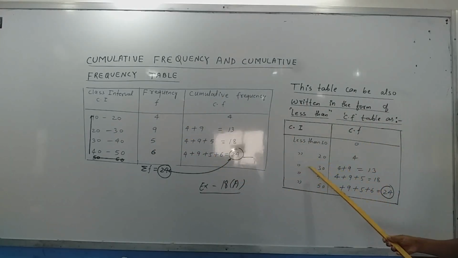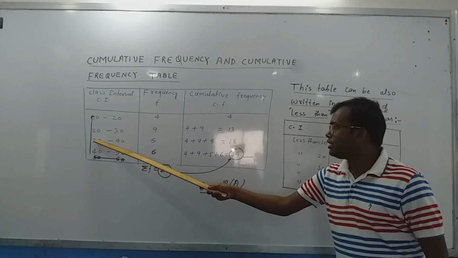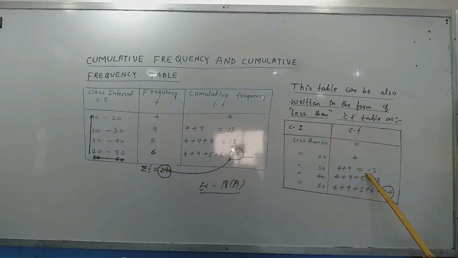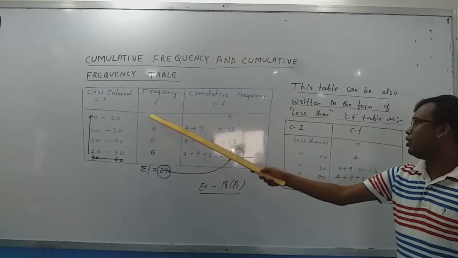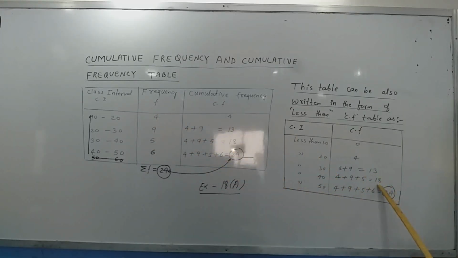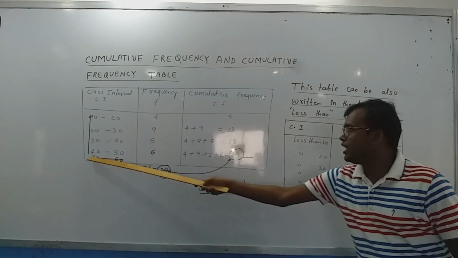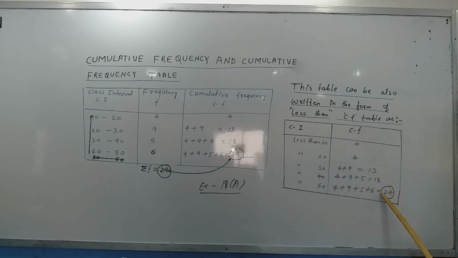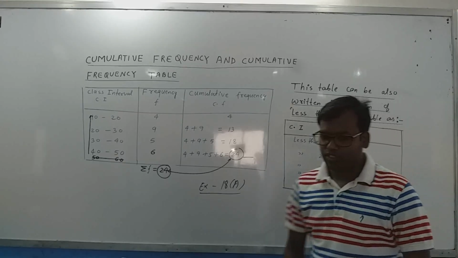That is 4. And less than 30, that means this and this, 9 plus 4 is equal to 13. Similarly, less than 40, just add 4, 9 and 5, which is equal to 18. Less than 50, that means all of them, 6, 5, 9 and 4, add them, which is equal to 24. So this is the concept for the cumulative frequency distribution or cumulative frequency table.